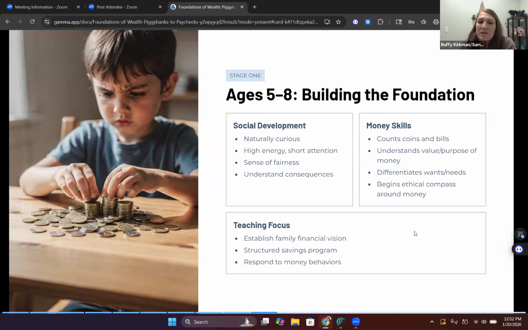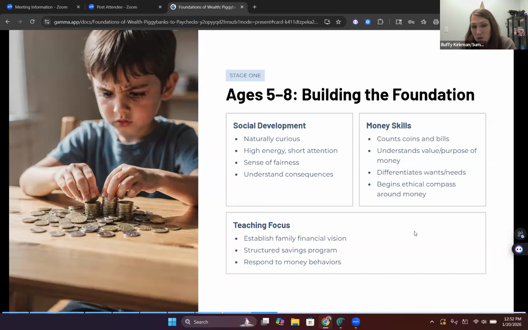And again, wanting to make sure that they understand as a family what you want to do with your money. So what are some fun things that you can do with money as a family? Talking about what are your wants versus what are your needs, things like that. And getting them into that habit of saving, spending, and giving.